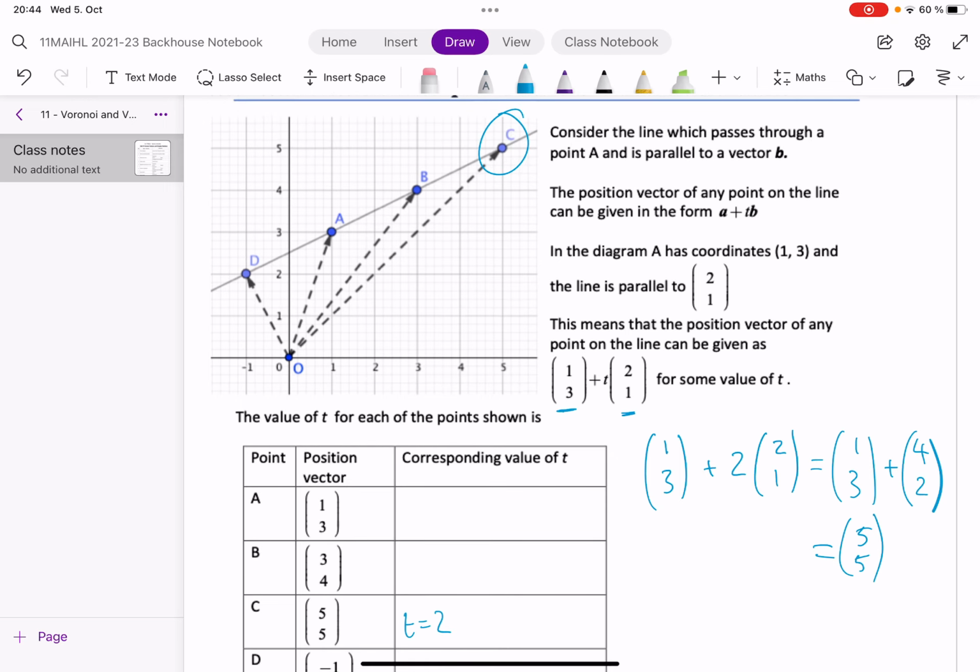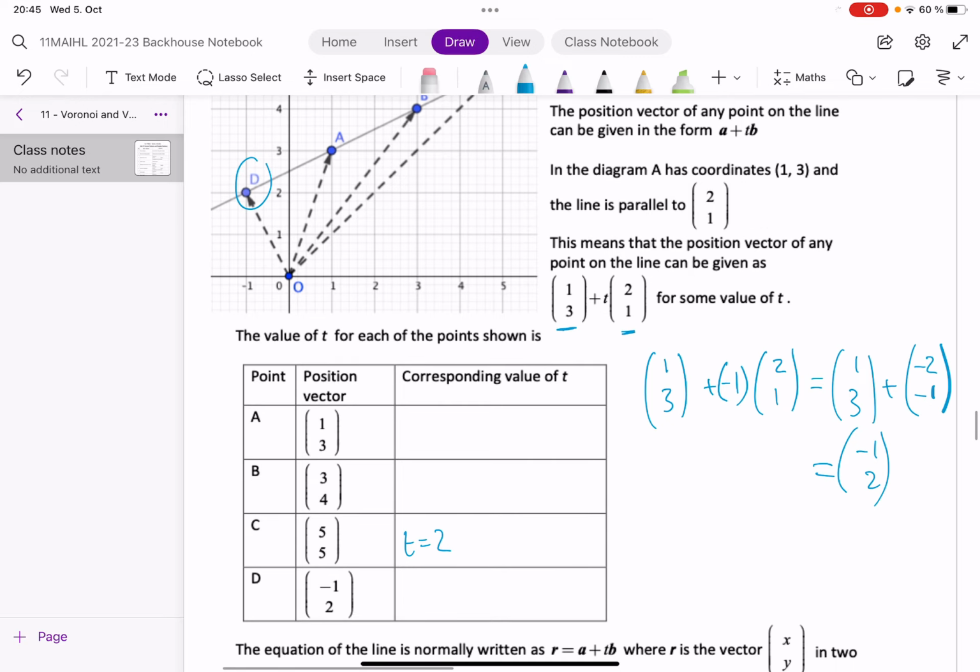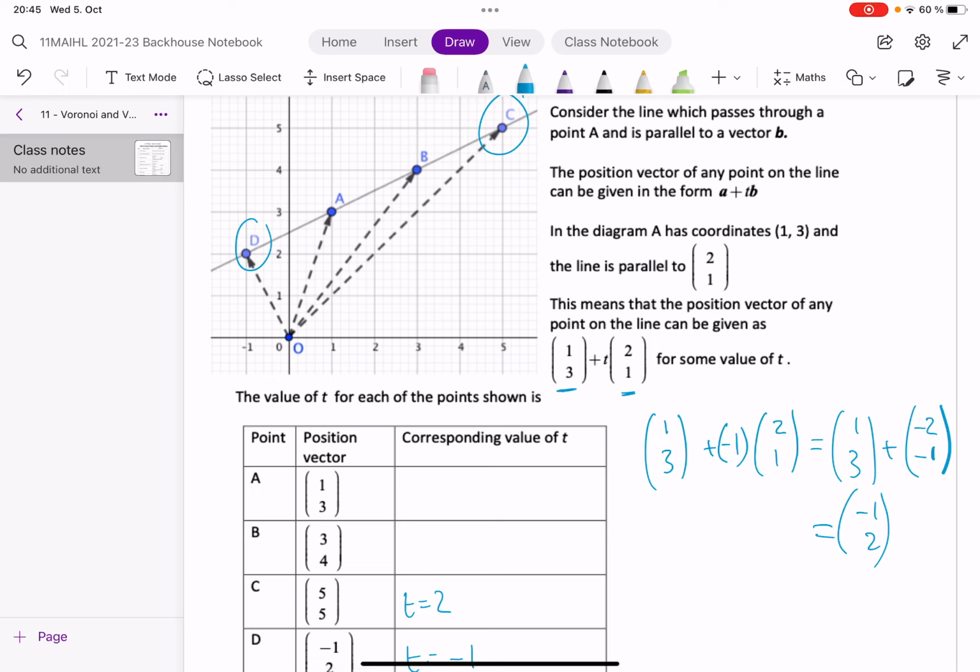Of course, we could use a negative value for t. I could use the value -1. Let's take the slightly lazy approach and keep part of this, so I'm going to do plus -1 times (2, 1). That gives me a position of (-1, 2). And if we check, that is point D. So that was t as -1. And of course, if I use t as 0, then that whole part is going to vanish and I'll just be left with (1, 3). So that would be A.